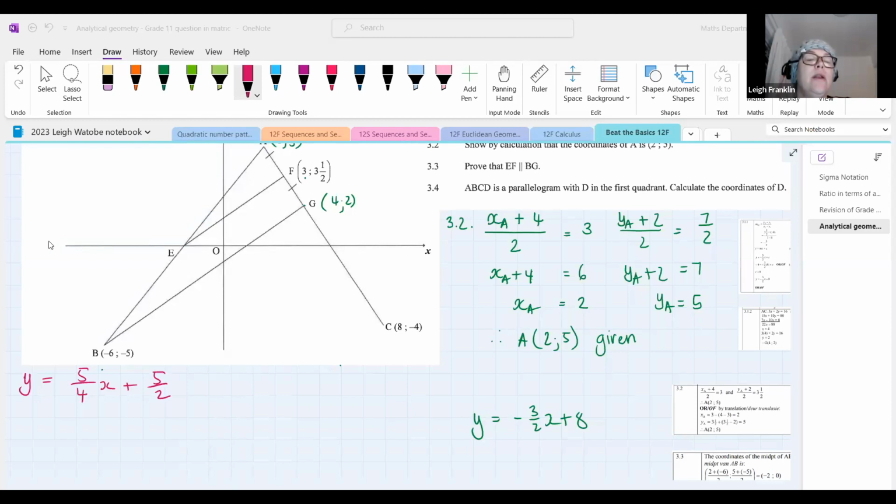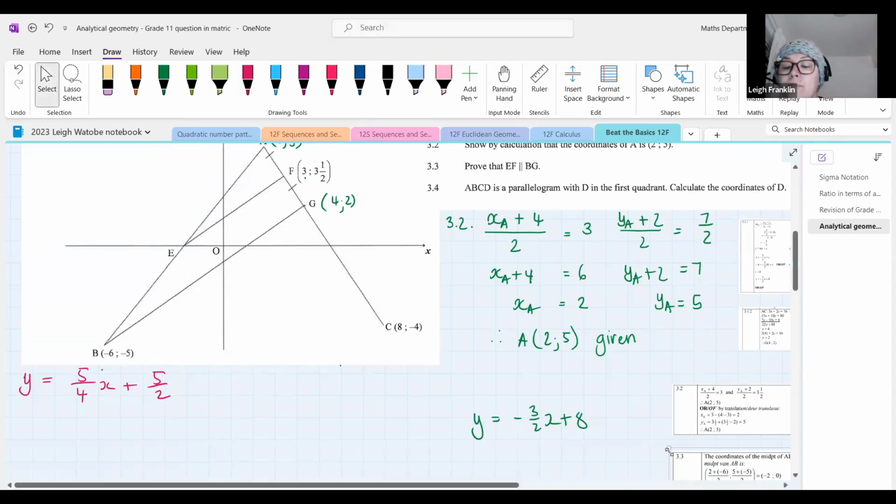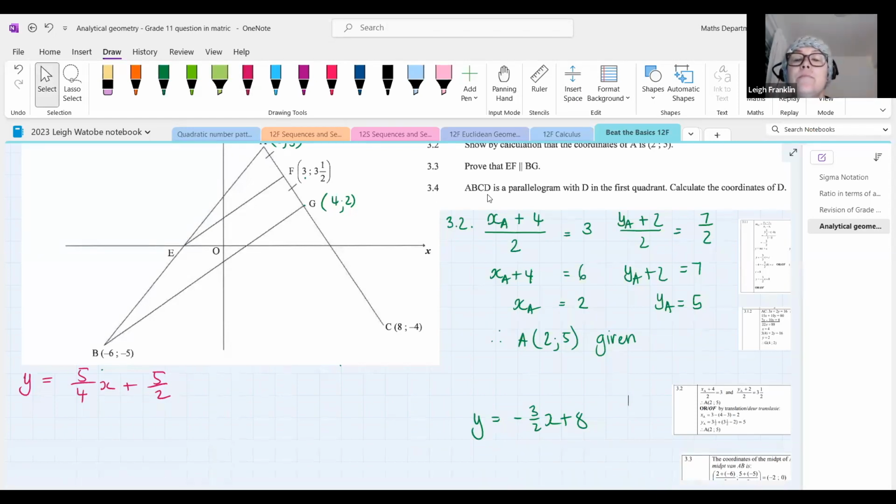All right, so what are you getting as the coordinates at E, guys? Okay, and Nhlanhla, your answer's a little bit different to everybody else. Amahle, yes.